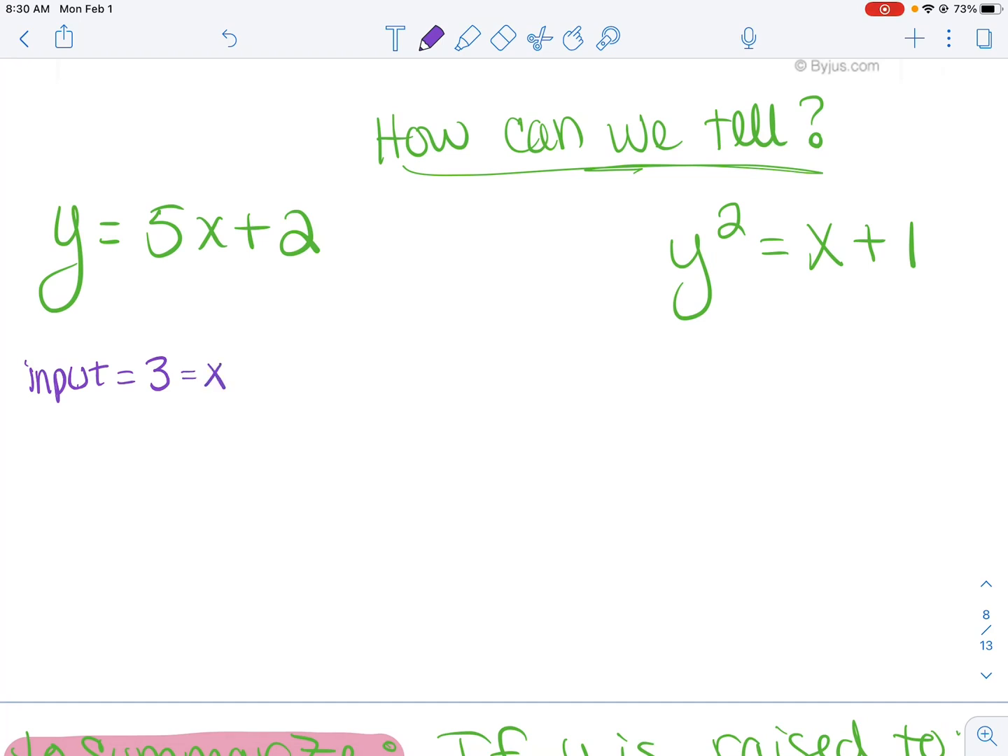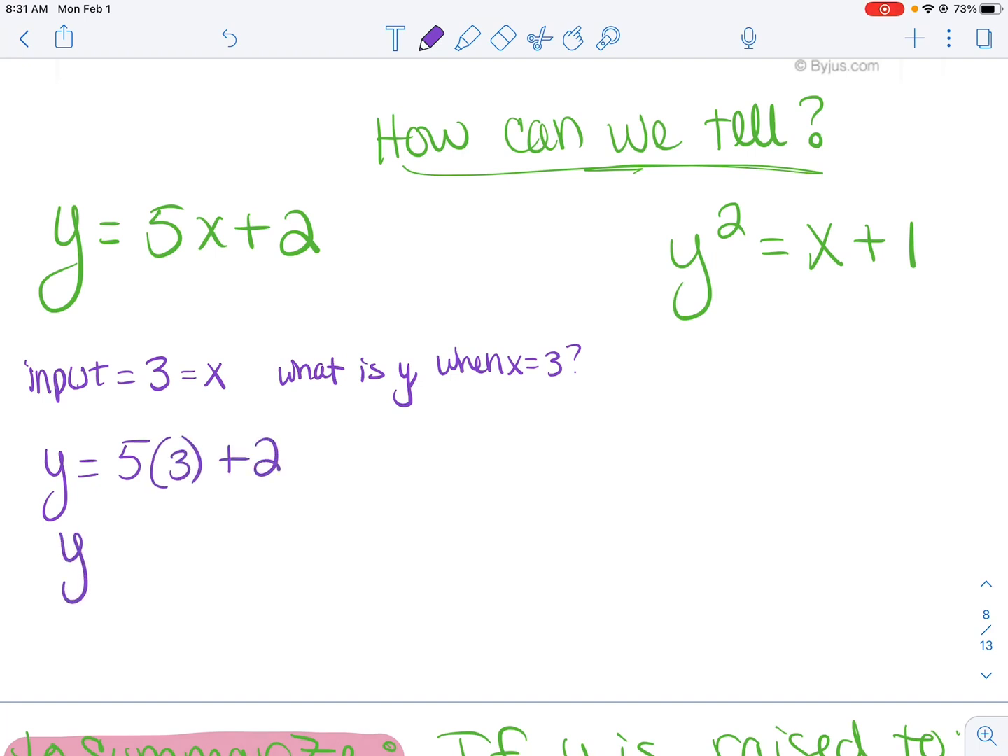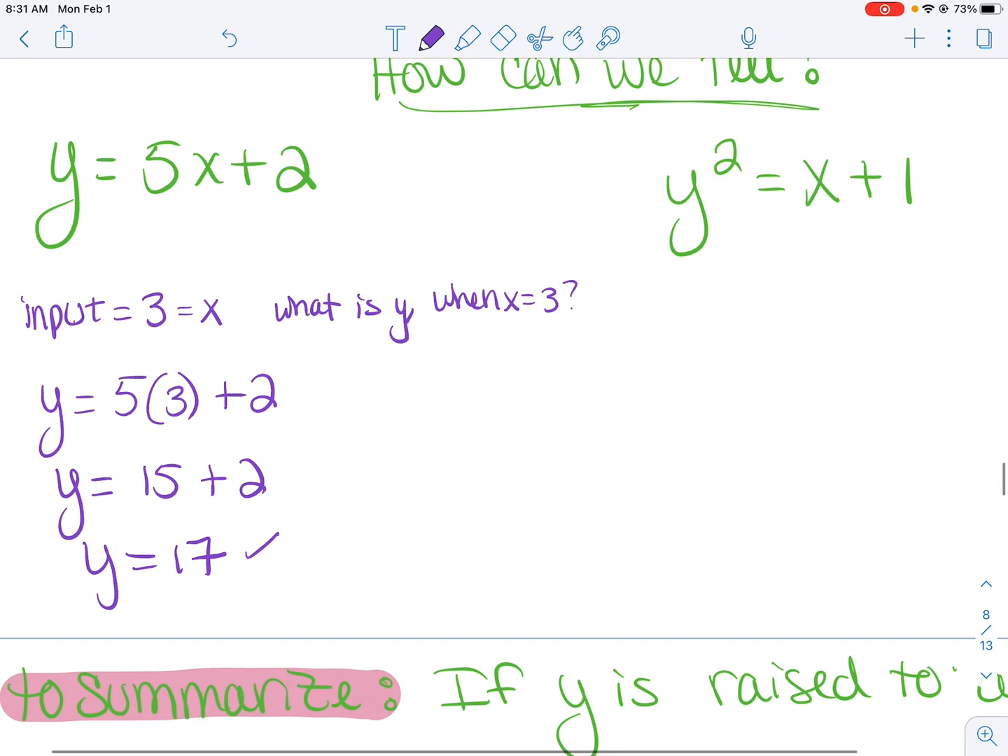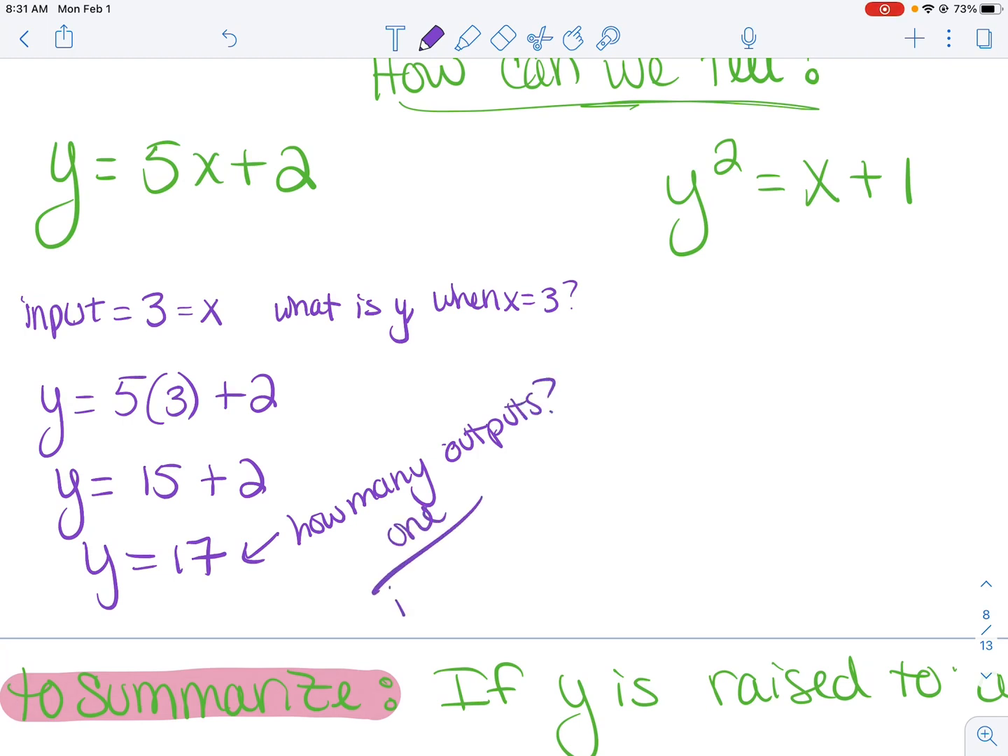That's going to be treated like my x, okay? So I want to know what is y when x is 3, all right? If I only get one output, that's a function. If I get more than one output, it's not a function. So we're going to say y is equal to 5 times x plus 2, but instead of x, I'm substituting in 3. Well, here y would be equal to 15 plus 2, or y would be equal to 17. How many answers did we get? How many outputs? We only got 1, so that means it is a function, all right?